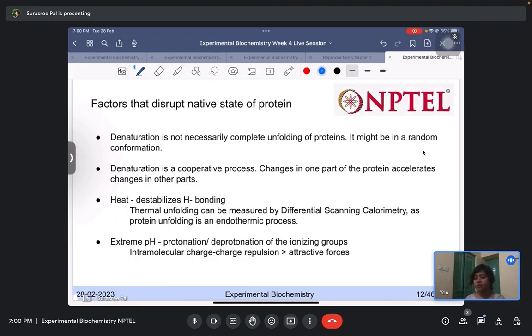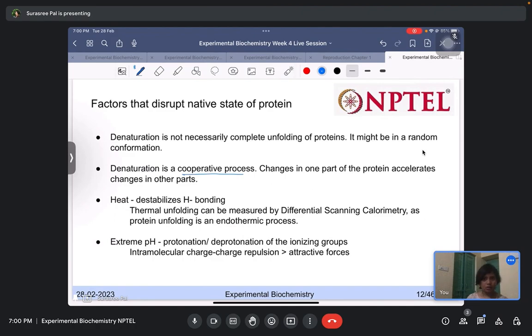And denaturation is also a cooperative process, which means that when denaturation begins in one part of the protein, it accelerates the denaturation in other parts. So it is a cooperative process. And there is a particular method by which we can determine this cooperativity. We will see later on.